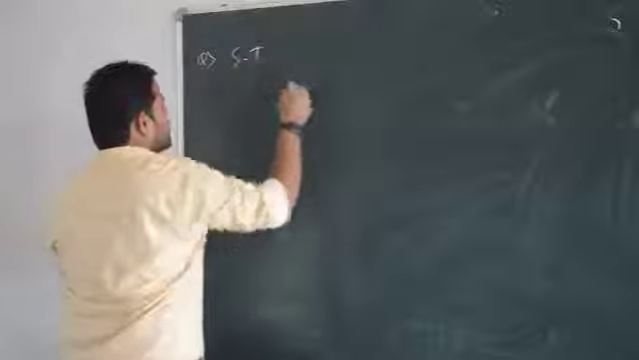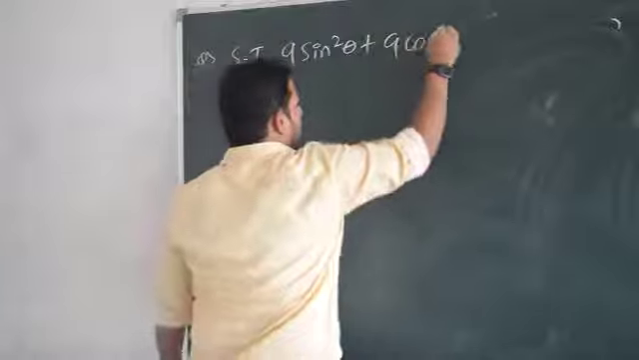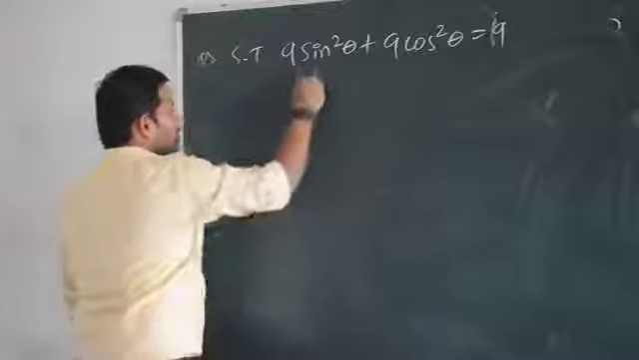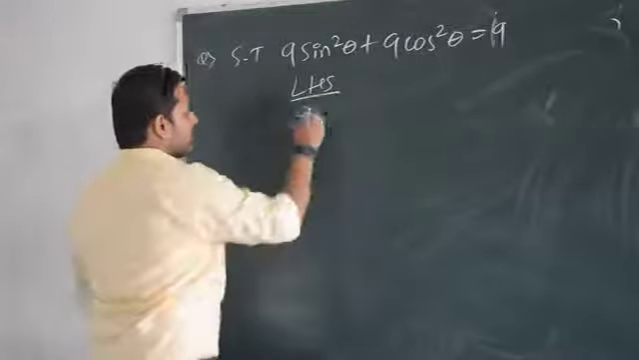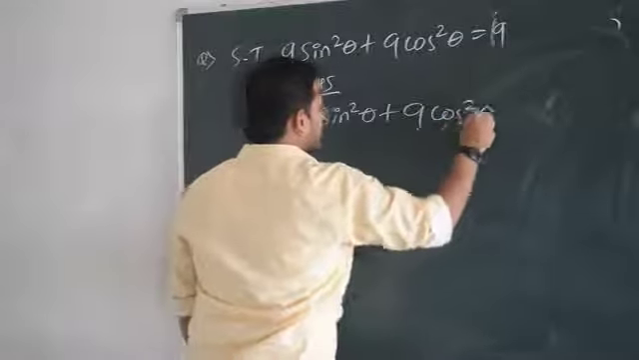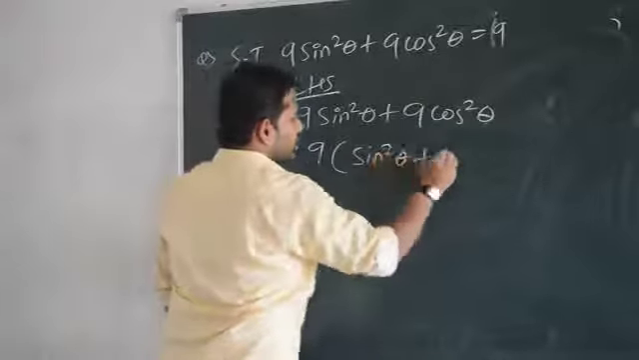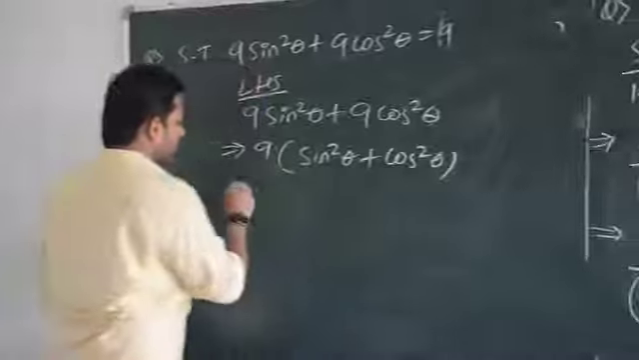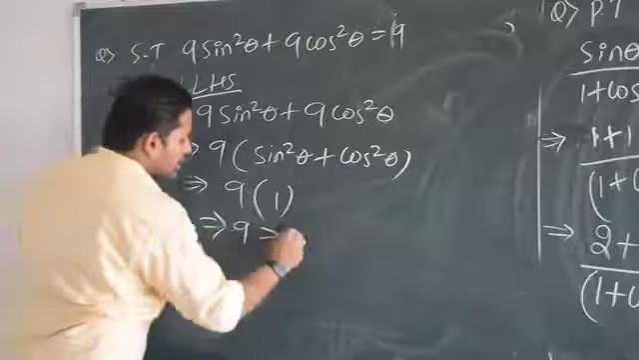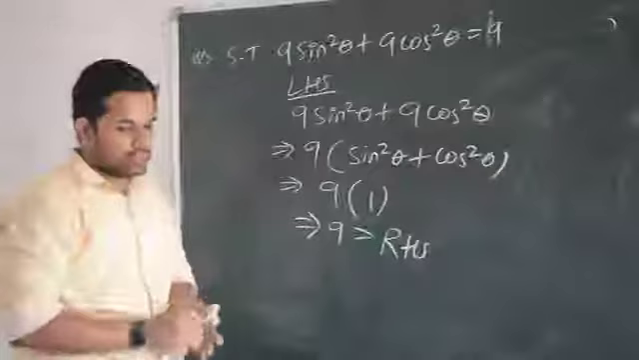Show that 9 sin square theta plus 9 cos square theta is equal to 9. Okay, what you are supposed to do? Now you are well versed with all the identities. What is LHS? 9 sin square theta plus 9 cos square theta. What will you do now? Tell me. So take 9 common. So that becomes 9 bracket sin square theta plus cos square theta. Now it becomes 9 into 1, since sin square theta plus cos square theta is 1. So that is equal to 9, which is equal to RHS. This is also clear to you. Okay, fine. This is a very easy question.